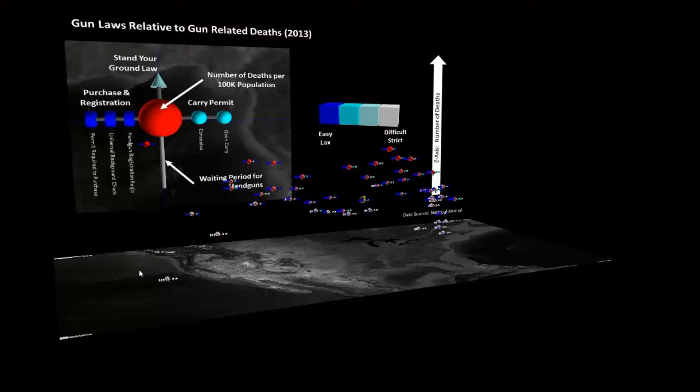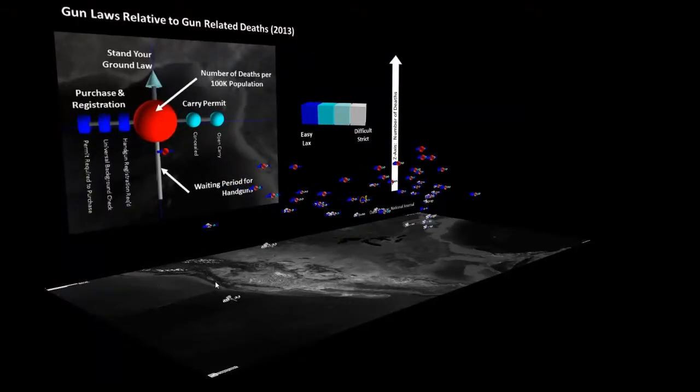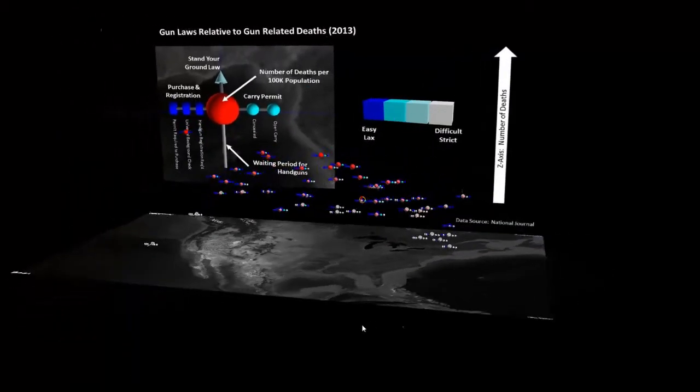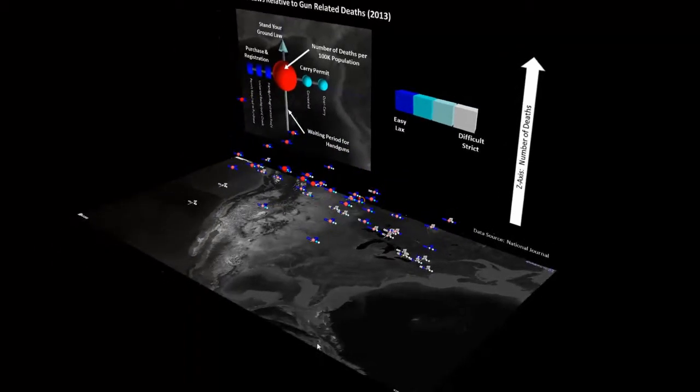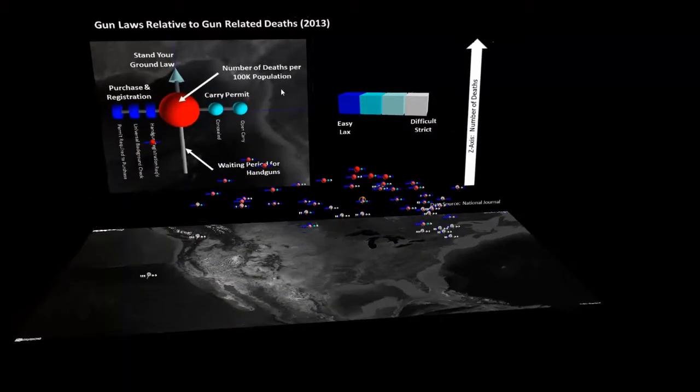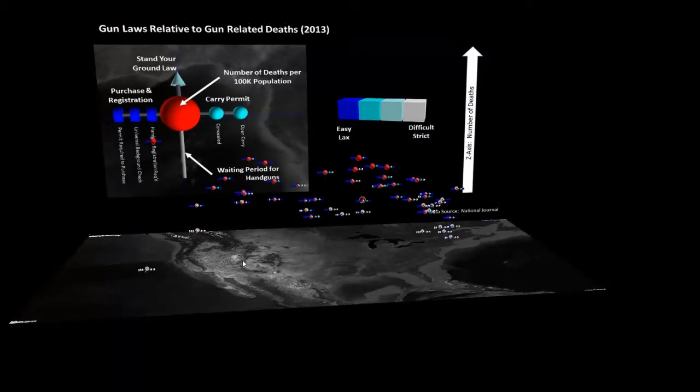We're looking at a visualization of data from the National Journal on the number of gun-related deaths relative to gun laws in those states. There's a lot of data here, and a lot of telling data. As you can see from our legend, we've got a red sphere that is sized and colored to indicate the number of deaths per 100,000 population. Big and red is more, small and white is less.